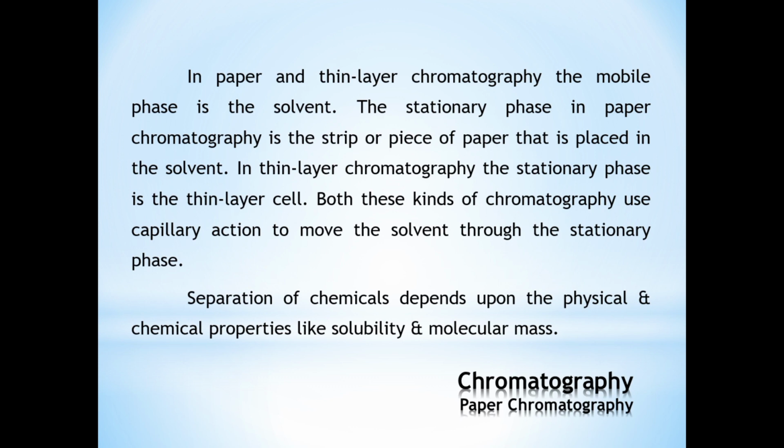Chromatography techniques can be divided into various types. The first one is paper chromatography. In paper as well as thin layer chromatography, the mobile phase is the solvent. The stationary phase in paper chromatography is the strip or a piece of paper that is placed in the solvent. Separation of chemicals here depends upon the physical and chemical properties like solubility and molecular mass.